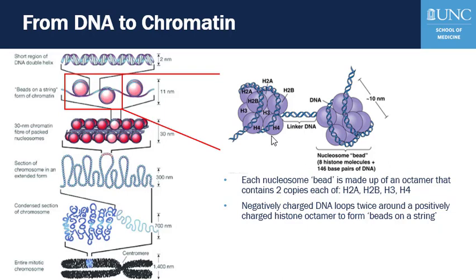And although you can't see it here, they have a little tail that's rich in positive charge. And so the positive charge on the histone interacts with the negative charge on the DNA phosphate backbone. And each nucleosome core particle or bead, which is the octamer plus the DNA, is around 10 nanometers wide.